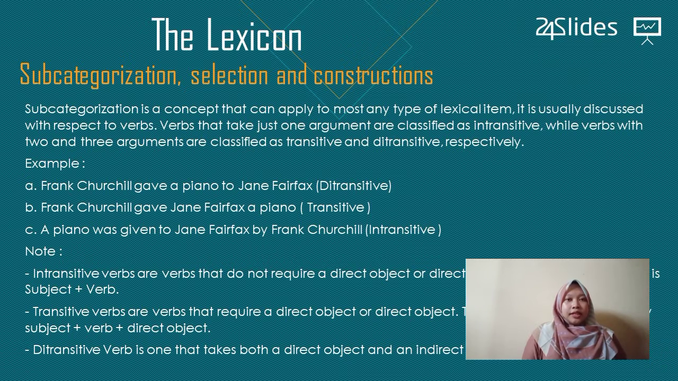A. Frank Churchill gave a piano to Jane Fairfax. This is the example from the transitive. B. Frank Churchill gave Jane Fairfax a piano. This is the example from the ditransitive. C. A piano was given to Jane Fairfax by Frank Churchill. This is the example from the intransitive.